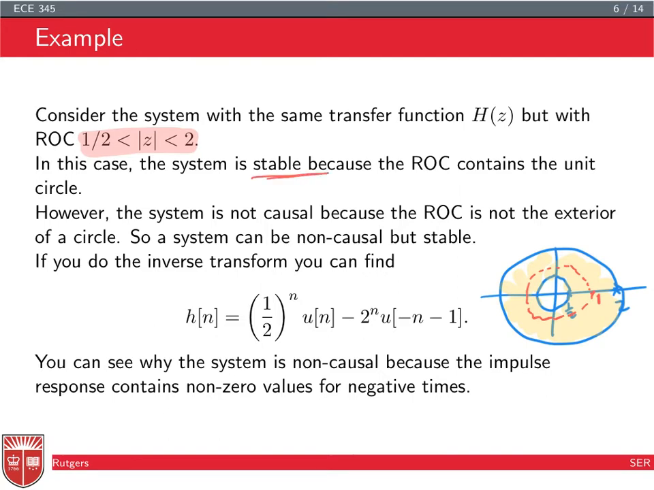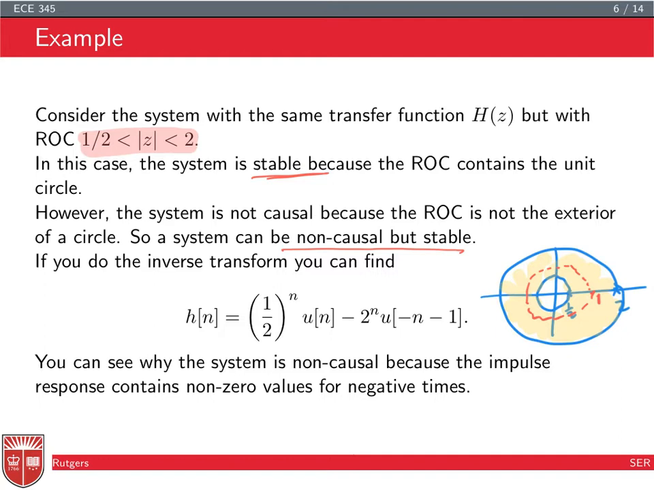However, if we go back to the previous lecture and ask whether the system is causal, you can see that the system is not causal because the ROC is not the exterior of a circle. So this is an example of a system that can be non-causal or anti-causal, but stable.